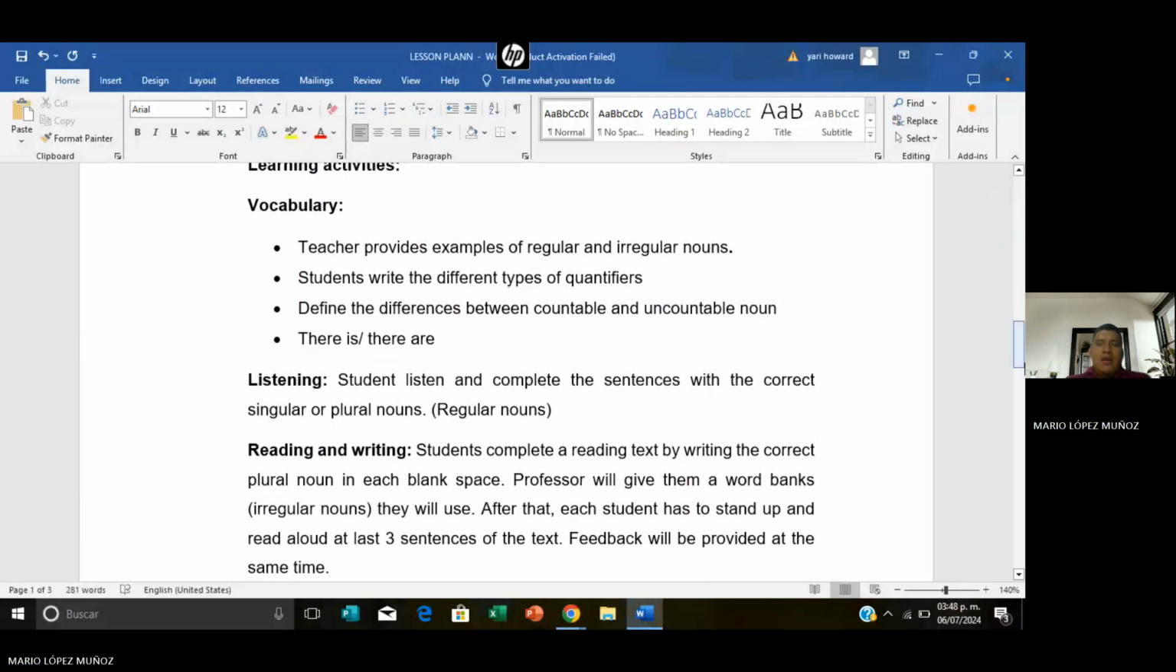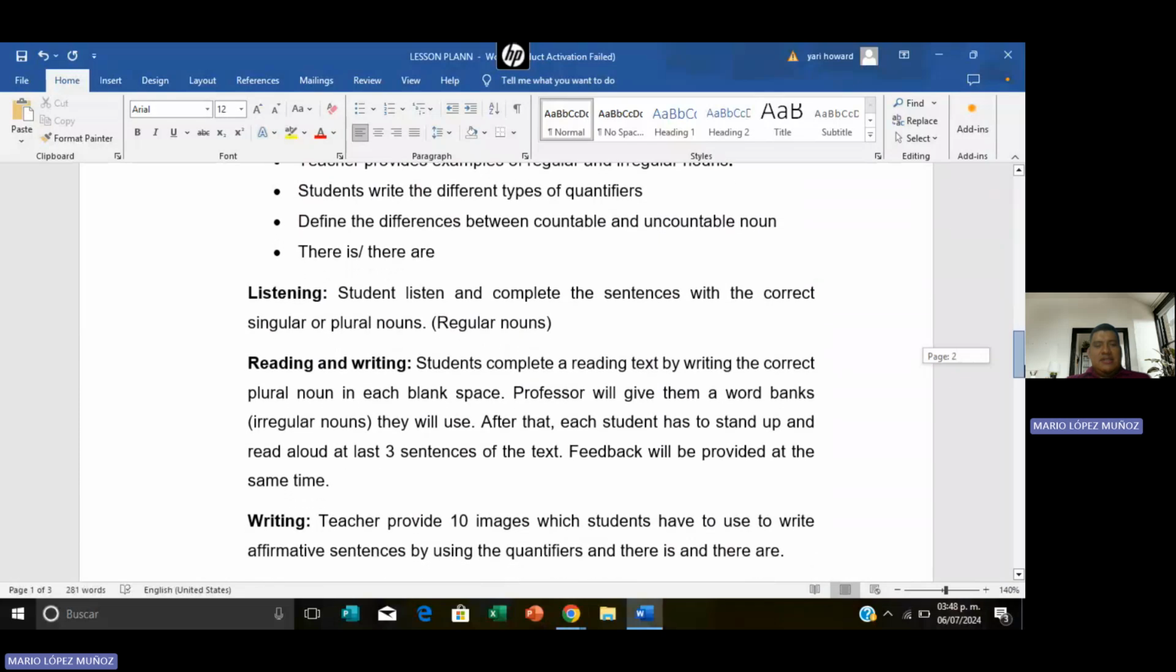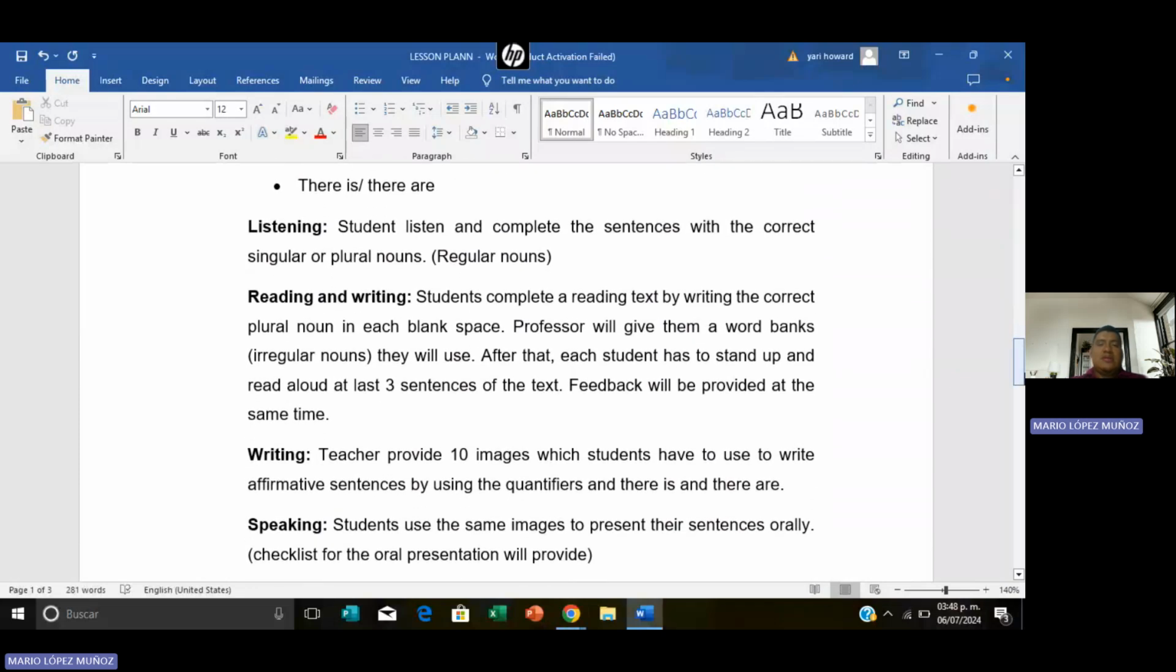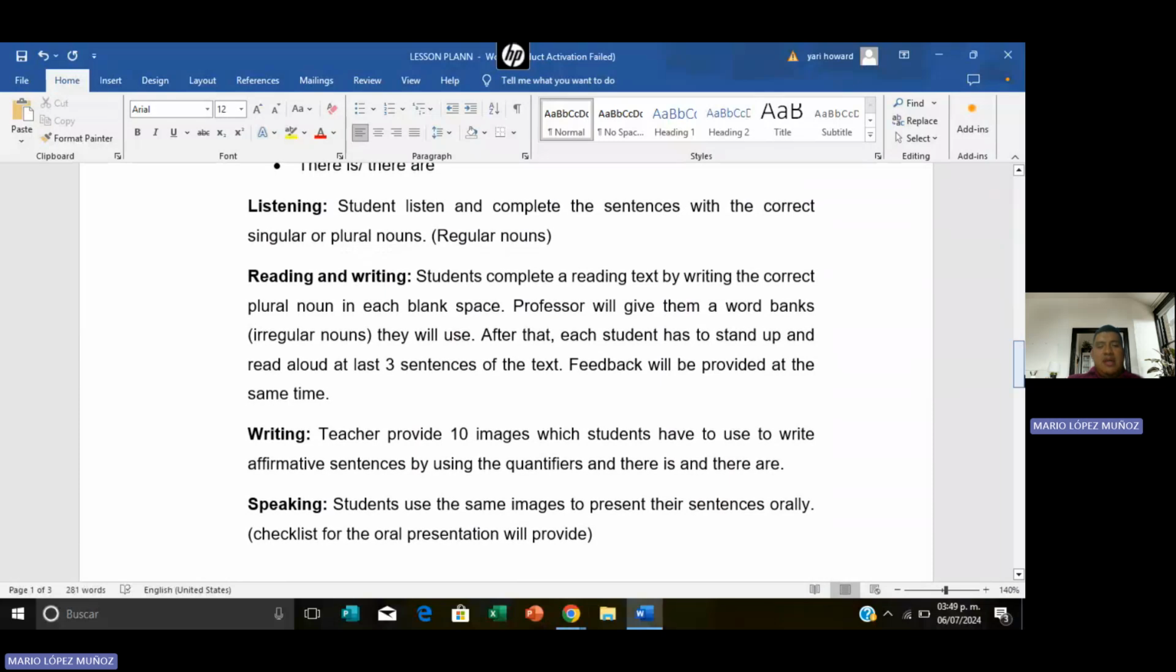On the other hand, in listening activities, the student will listen and complete the sentence with the correct singular or plural nouns. In this case, I will provide a series of sentences to them, and they're gonna listen to me, and I'm gonna read the answer within that blank space, and they have to write the nouns. In this case, I'm gonna work exactly with the regular nouns. That's the listening activity.